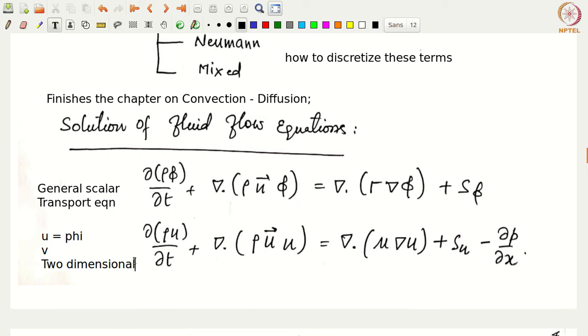So if we compare, the first term is partial derivative with respect to t of rho u plus del dot rho u bar u. So we have phi replaced with u, and gamma replaced with mu. Instead of grad phi, we have grad u, plus Su, minus partial p partial x. This is the term which is extra here as compared to the general scalar transport equation. So this pressure gradient term is something extra, and we need to see how to evaluate it. But otherwise this looks very similar to the general scalar transport equation.